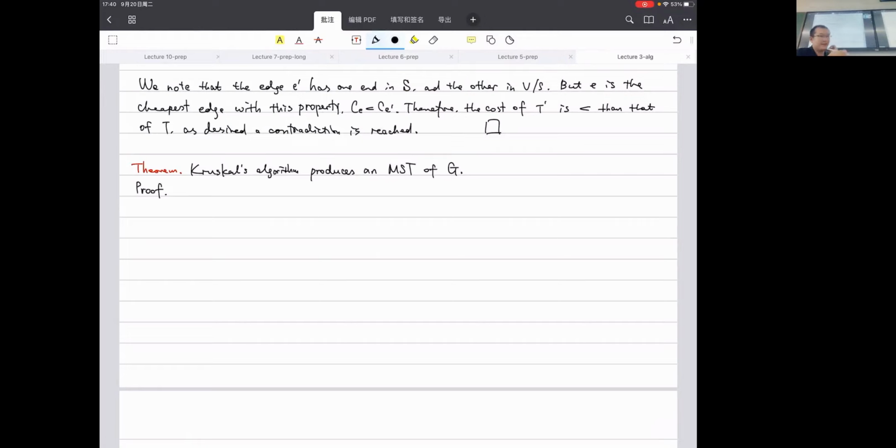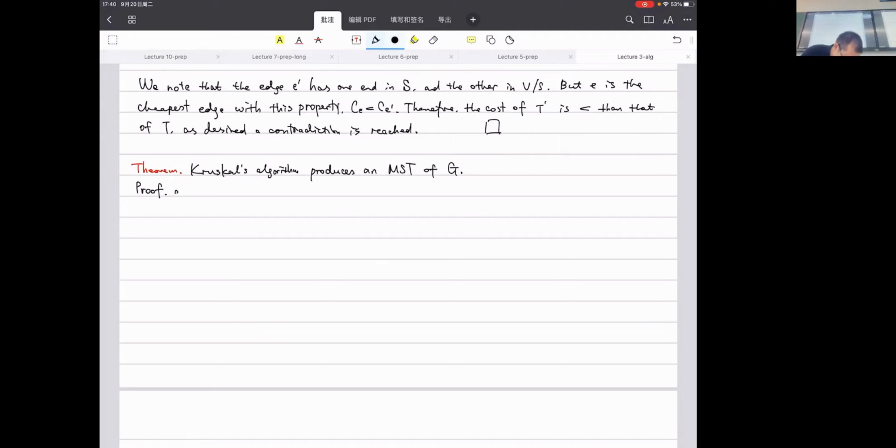Maybe the output of Kruskal's algorithm is not connected. This can also be possible in general. So we want a very careful argument: on the one hand, it outputs a tree, and on the other hand, it is a minimum spanning tree with the minimum cost. So let's do the argument gradually.